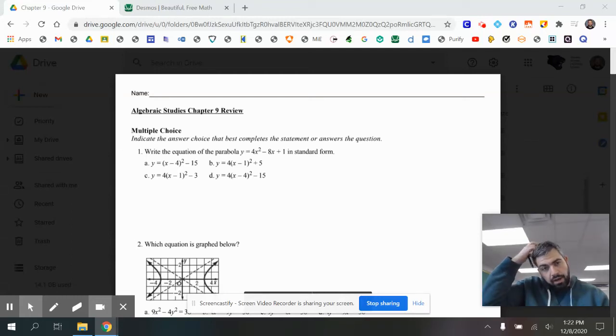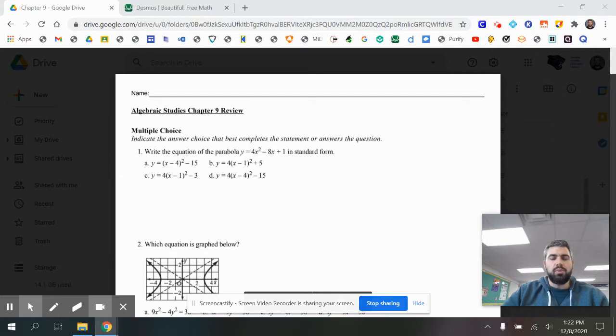So today we're going to be reviewing some problems from Chapter 9. They're very similar to the ones that will be on your test going forward. The biggest thing I have for Chapter 9 is make sure you have Desmos open, have it at your disposal because it will come in handy quite a bit. All right, so let's look at question number 1.